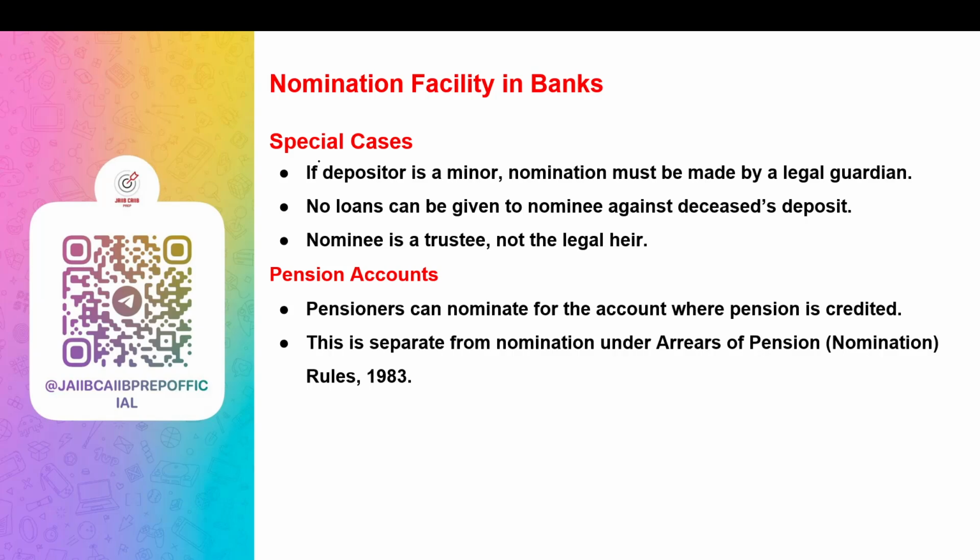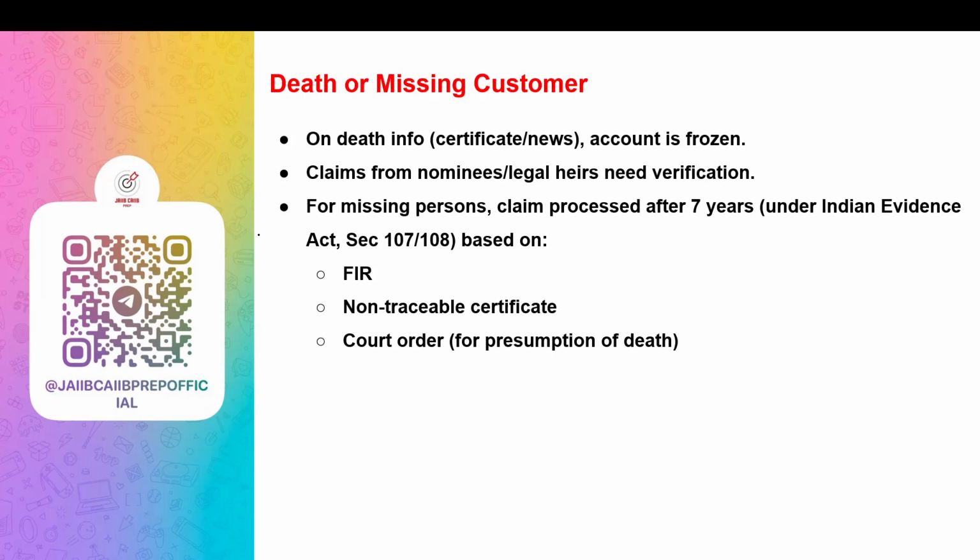Nomination for pension accounts, we have already discussed these pointers. A pensioner can nominate someone to receive the pension account balance after their death. If a pensioner has already nominated someone under arrears of pension rules, that is only for arrears, not the account balance, and pensioners should give a separate nomination for their bank account.